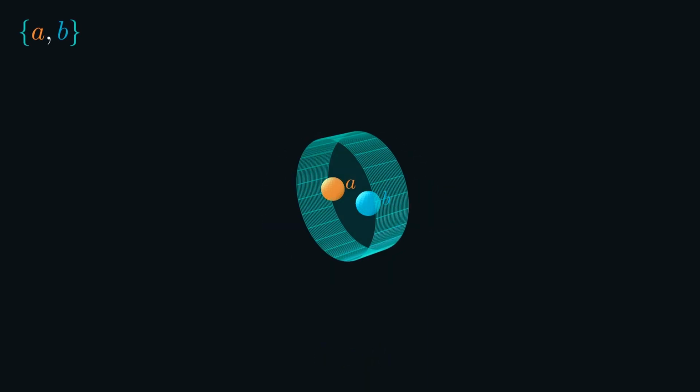Now I need to talk about pairs where the order matters. If I have 2 elements a and b, the set containing a and b is written with curly braces, the collection of a and b. By the definition of set equality, this is the same as the collection of b and a. The order does not matter. Curly braces say, "I have these things," not, "I have them in this arrangement."